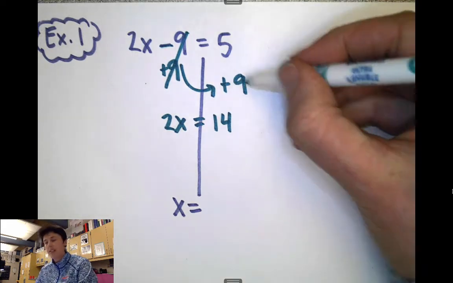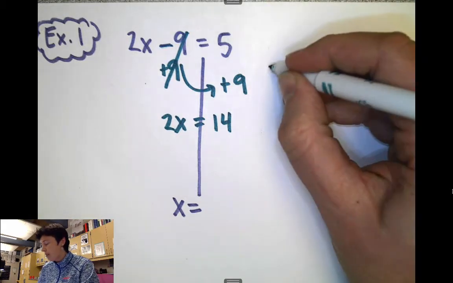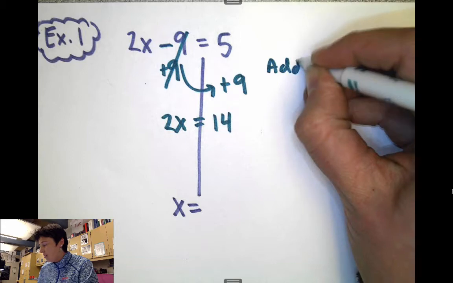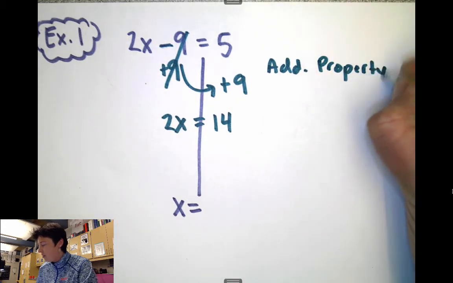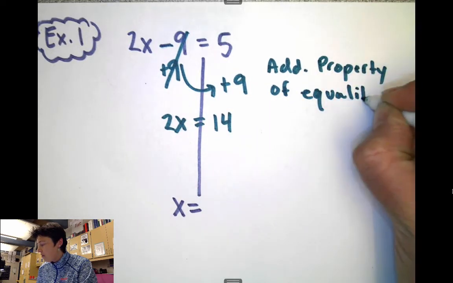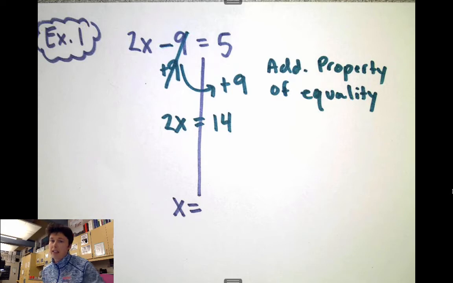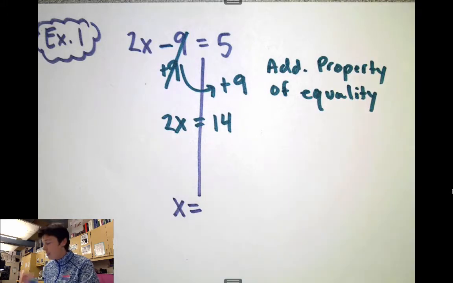Now what I just did there, that move, actually has a name. When you add the 9 to the other side, we call that the addition property of equality. And I'm going to write that. Addition property of equality. And what that really means is I used addition, and the property means it's a rule in math. So here we have a rule that when you add 9 to both sides equally, so that's where the equality comes in, that's okay to do. So that's exactly what I just did.